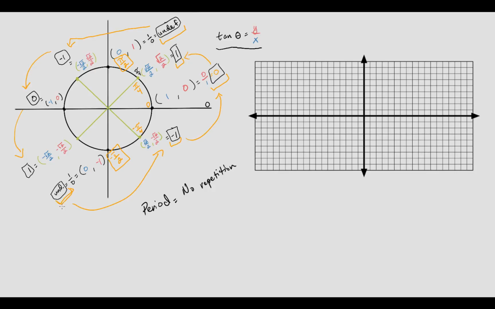So when I say undefined here, you hopefully remember from previous videos, if I have something like 1 over 0, what that really means is infinity, and I'm getting a vertical asymptote there. So I'm getting a vertical asymptote here at both negative pi over 2 and pi over 2. And so I'm going to go ahead and just draw those vertical asymptotes.